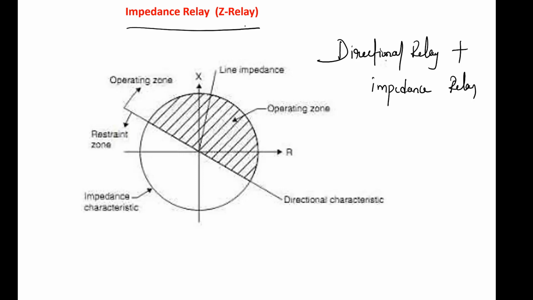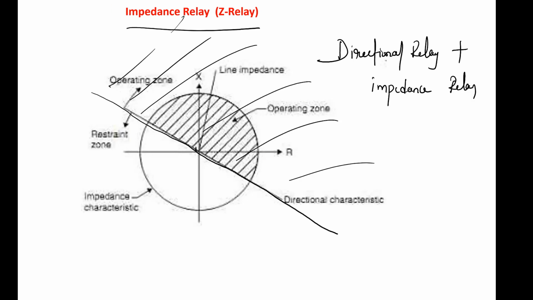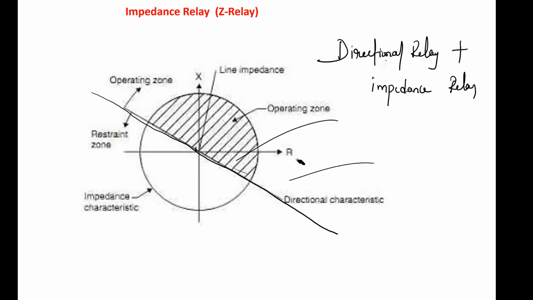So now we have also included the directional element. In the directional element, we have seen that there will be one line, above which you can make it operate only in this shaded portion. The relay will operate. In all other portions, it will not operate. So if you include a directional element or directional relay in conjunction with the impedance relay, you will get such characteristics. Understand? The next one is a reactance relay.